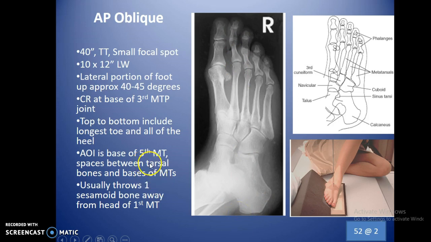Area of interest is going to be the base of the fifth metatarsal. There are certainly other areas, but this is the main area of interest here. This is where the most common site of fractures will be.